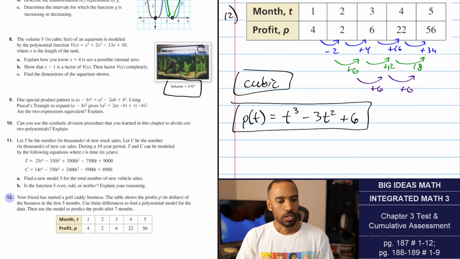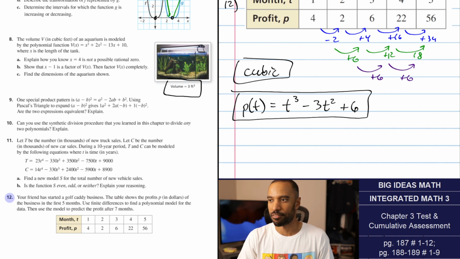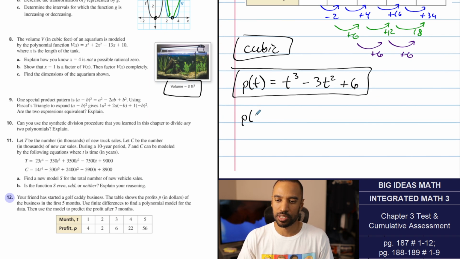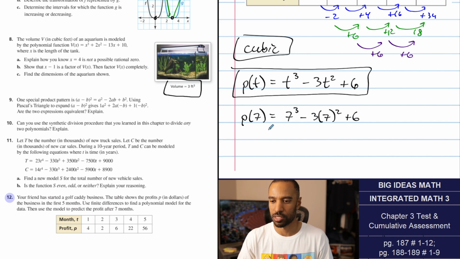Okay. Use finite difference, then use the model to predict the profit after 7 months. Now we substitute 7 into here, and this will be 7 cubed minus 3 times 7 squared plus 6. Let's see if I can do this one in my head. I can multiply significantly better than I can do any addition or subtraction, clearly. So this is 343 minus 49 times 3, which is 147. Uh-oh, I have to do subtraction now. Plus 6.